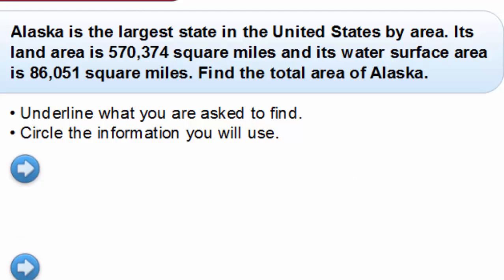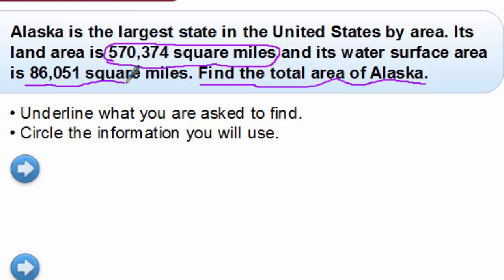First, we need to underline what we are asked to find. We are asked to find the total area of Alaska. Now circle the information that we're going to use. We're going to use 570,374 square miles. That's important. That's the area of the land. We're also going to use 86,051 square miles. That's the water surface area of the state of Alaska.